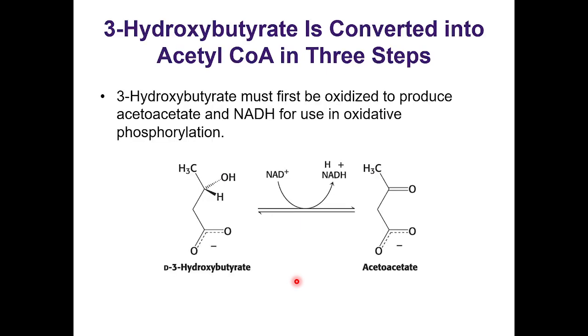Your 3-hydroxybutyrate must first be oxidized to produce the acetoacetate and NADH for use in the oxidative phosphorylation. And so again, this is the 3-hydroxybutyrate that we had seen before. We're going to be reducing the NAD plus to the NADH and oxidizing our hydroxy to carbonyl right there.